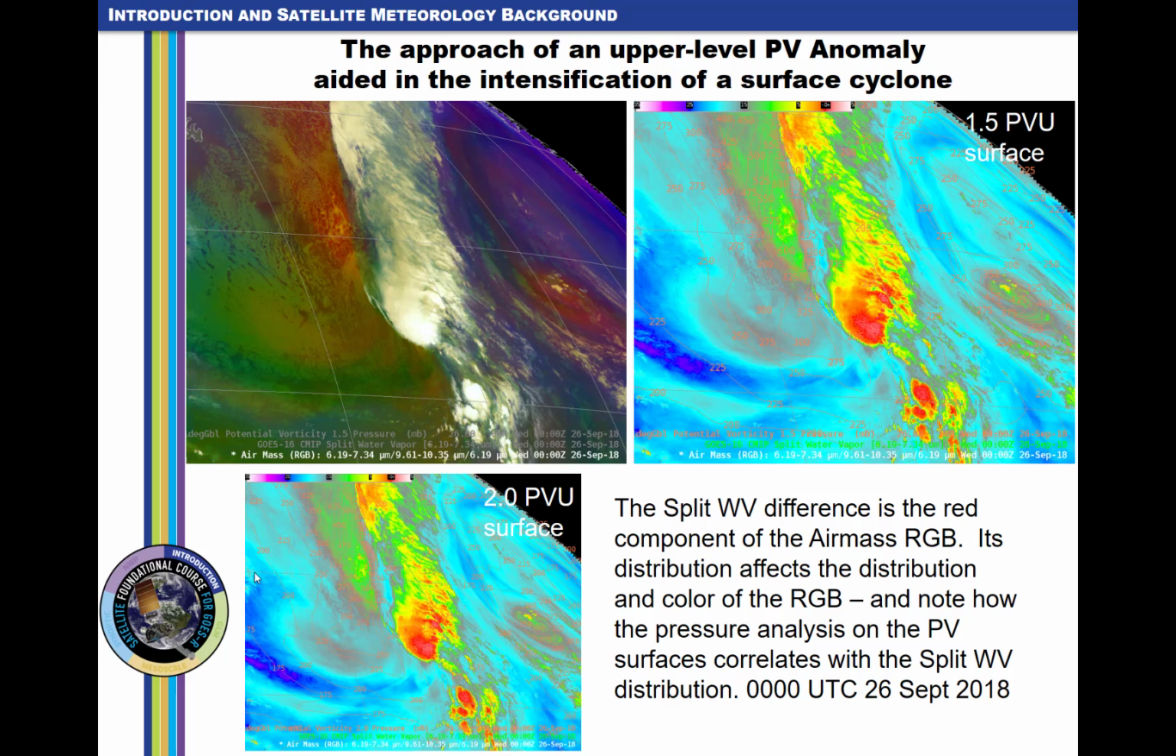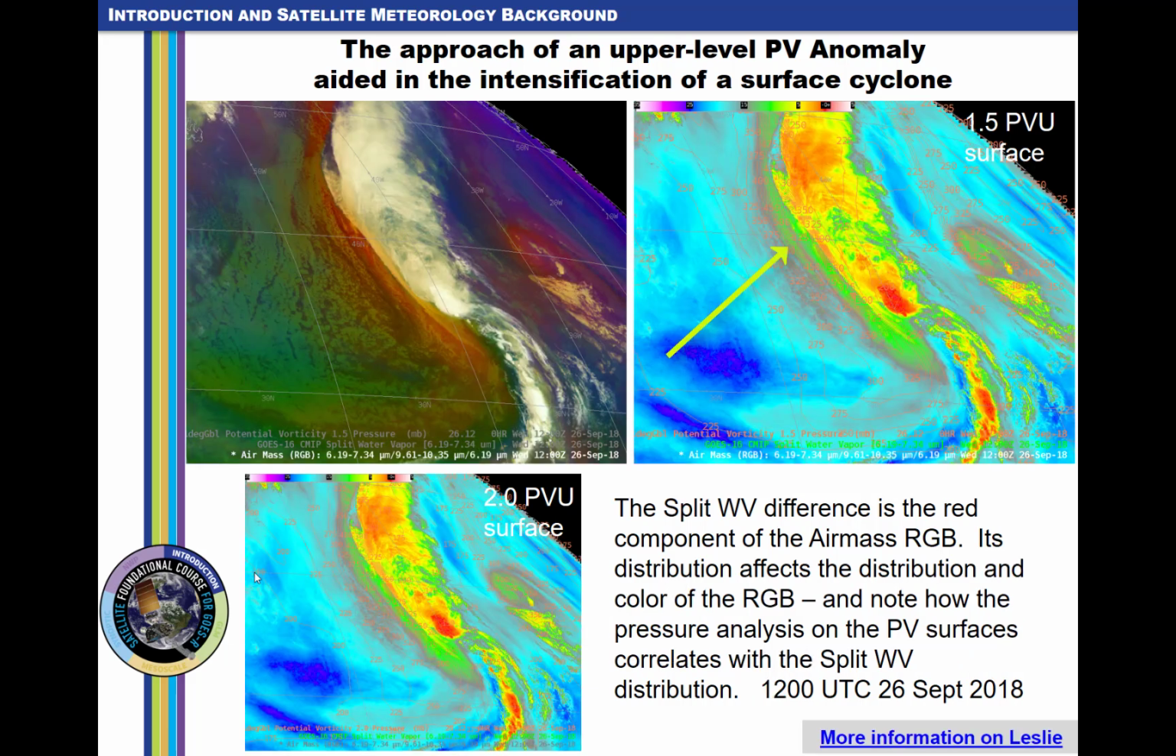12 hours later, the extratropical transition of the storm continues. Now there's a 600 millibar contour in the pressure analysis on the 1.5 PVU surface. And 12 hours later, it's down to 625 millibars. Descent in the atmosphere accompanies the strong extratropical cyclogenesis. For more information on Leslie, that's the storm here that's transitioning, see the link to the SIMS blog post.